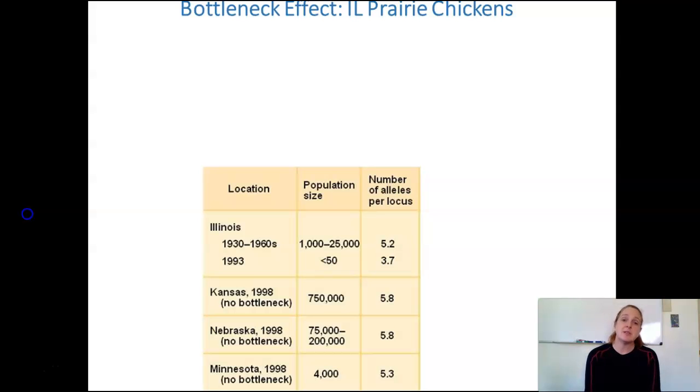So what researchers did was they looked at the population of prairie chickens here in Illinois and compared them to the populations in Kansas, Nebraska, Minnesota, and Wisconsin, which isn't shown here. They looked at the number of alleles per locus, in other words, the number of genes per location on the chromosome. And what they discovered is that in all of the states where there had not been a bottleneck effect in the prairie chicken population, they had about 5 to 6 genes per location. Here in Illinois, our prairie chickens had less than 4 genes per location.